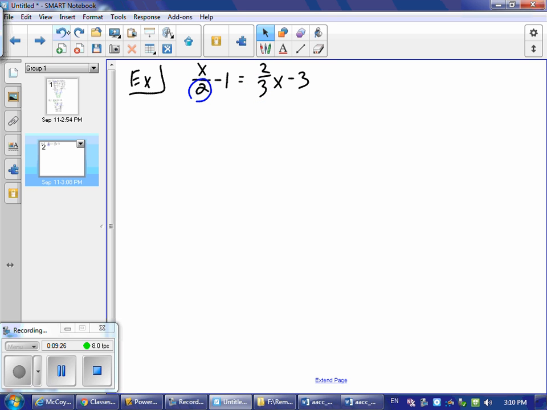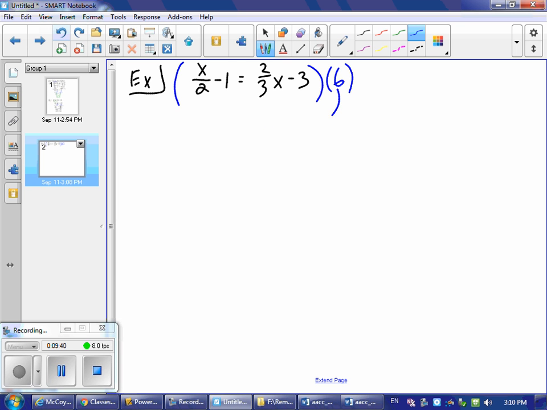So what I can do is multiply the entire equation by 6, which means I distribute the 6 to here, to here, to here, and to there. You've got to multiply the 6 by every single term. So I'm going to get rid of all those lines.